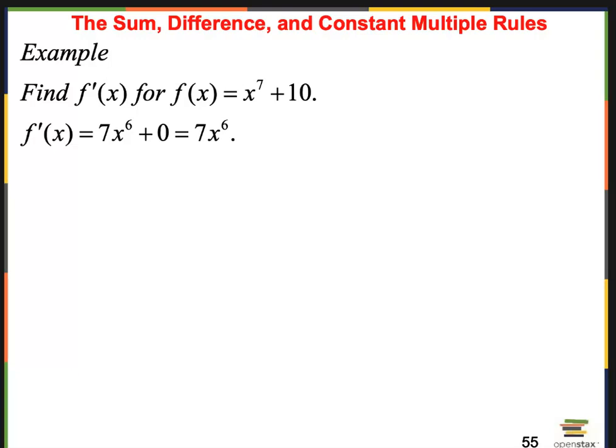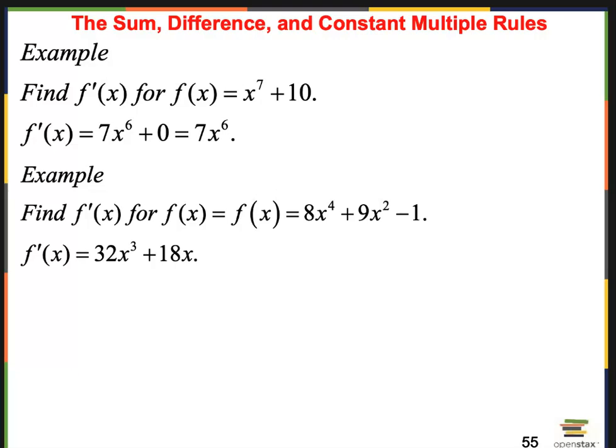Okay, so let's look at an example here. Find f prime of x for f of x equals x to the 7th plus 10. If you go back and look at our rules, we take the derivative of the one function, which is x to the 7th power, which becomes 7x to the 6th. And then here's that constant, plus the derivative of the constant, which is 0. So we're left with 7x to the 6th power.